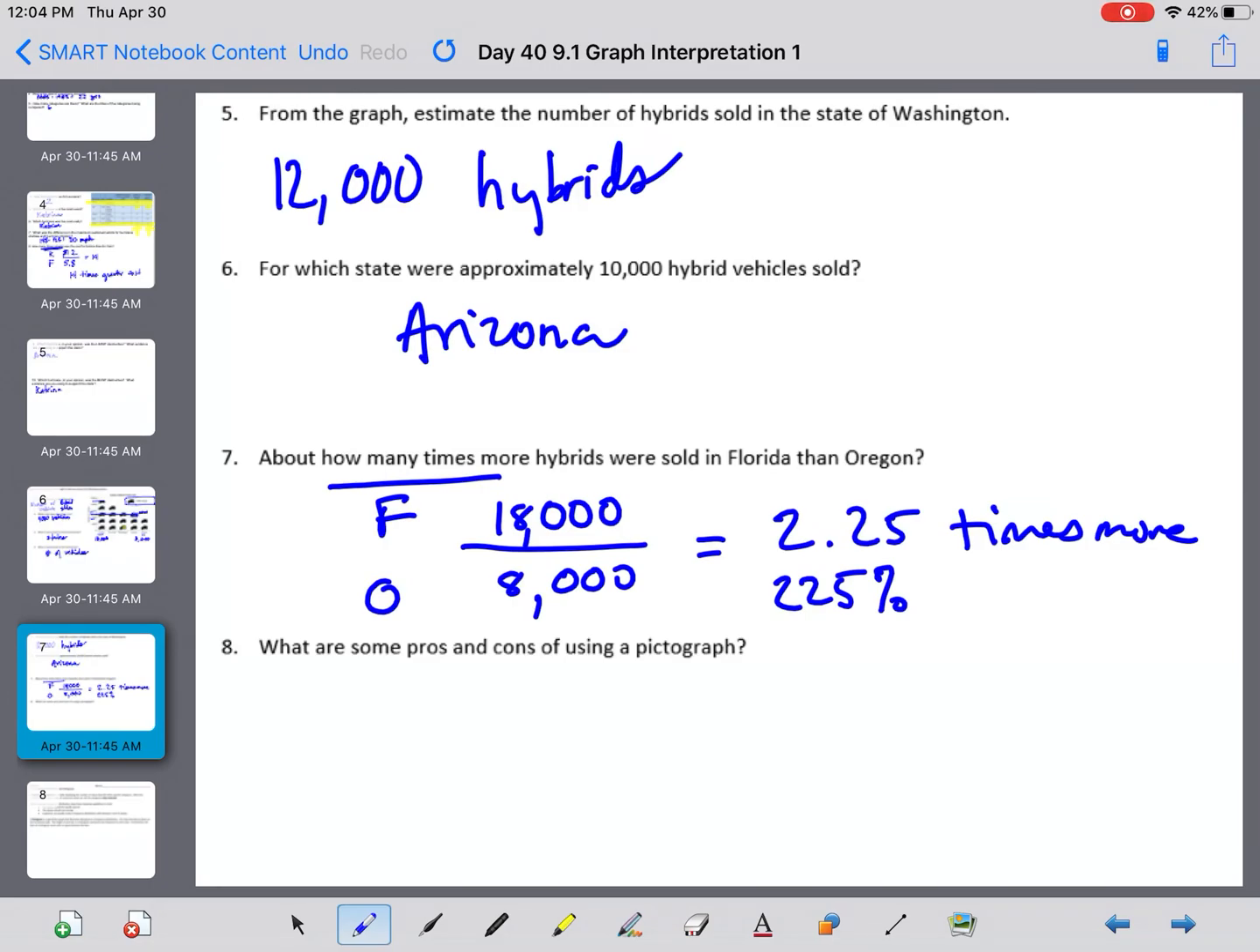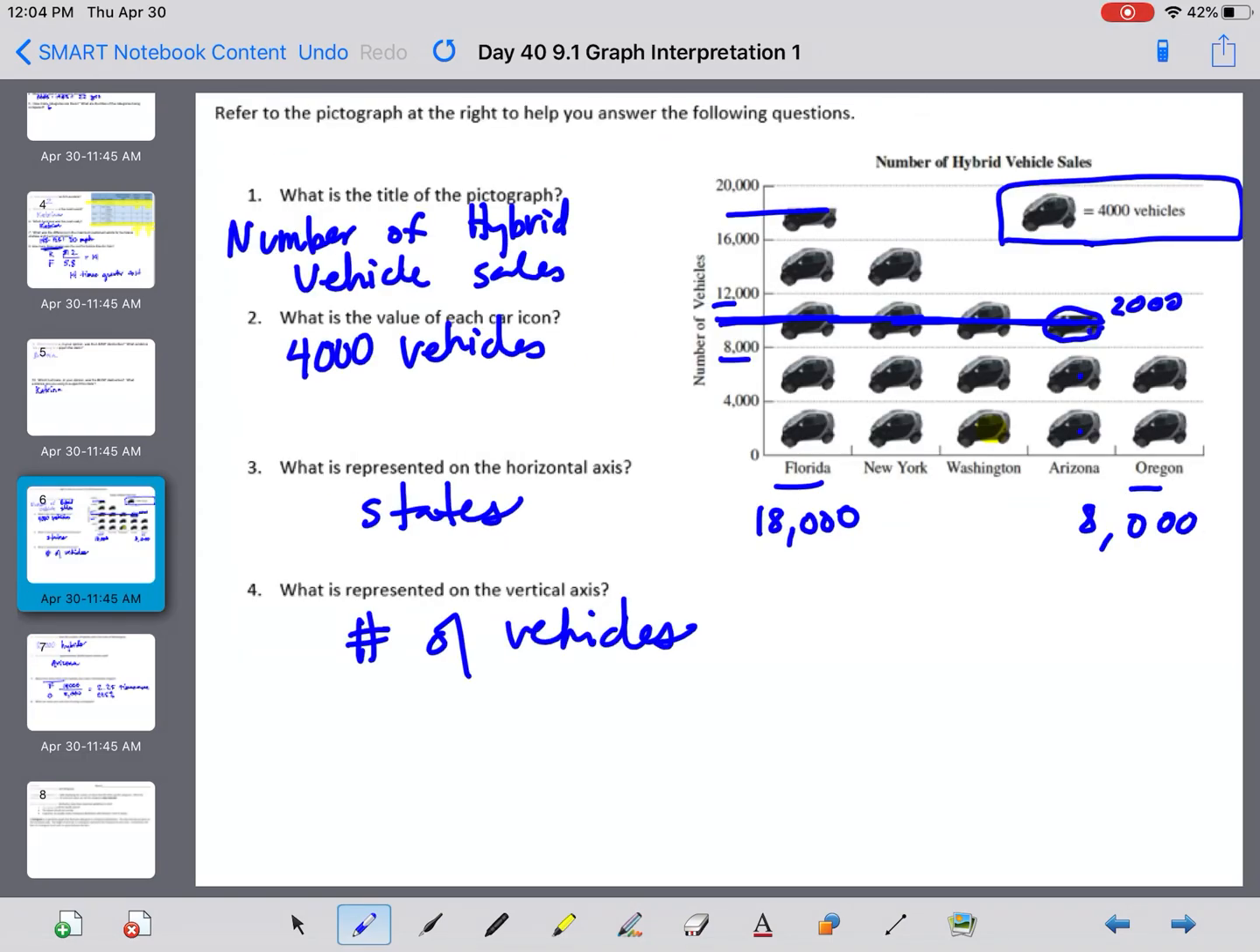And then number 8, again, is kind of a personal question here. What would be the pros and cons of a pictograph? So I think a pro is that they're visually appealing. They're kind of cool looking. You know, they're kind of catchy if you're looking at them in an article or something. So I'd say that's a pro.